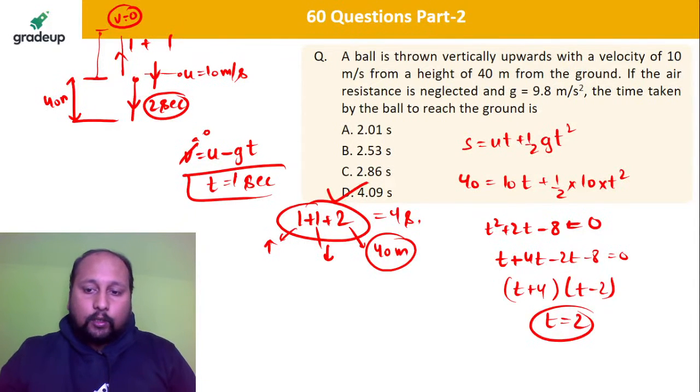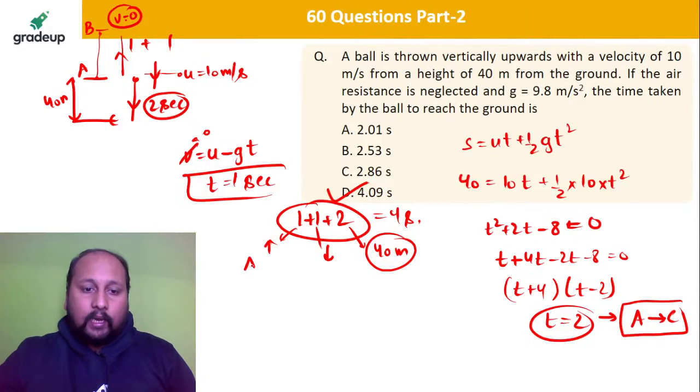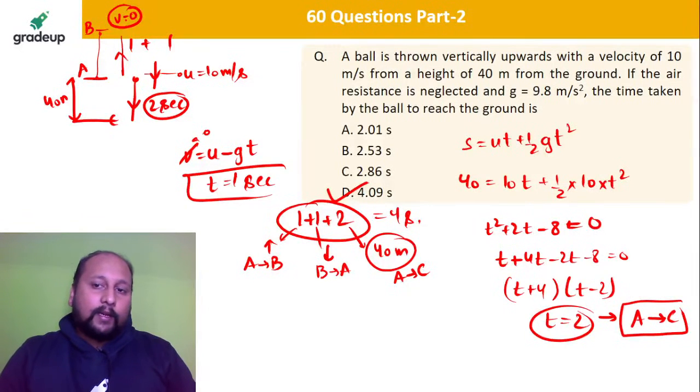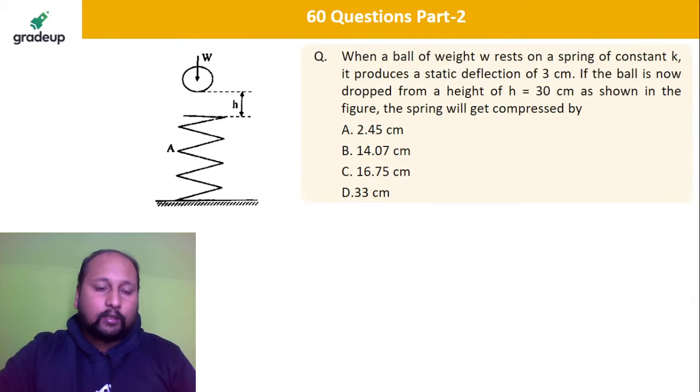Okay. This 2 seconds is only from, let's say this is point A, this is point B, and this is point C. So from A to C, that is the time from A to C. So this is from A to B, and this is from B to A, and this is from A to C. Okay, 3 times you have to add individually, you'll get 4 seconds. It is 4.08 if you take G equal to 9.8, but we don't have that much time to go with approximate values, so we'll take G equal to 10, so that we get the answer.